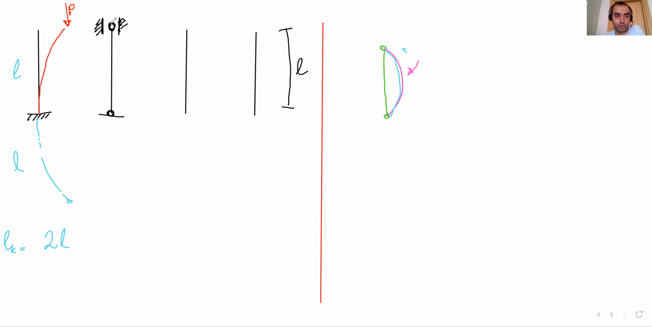Double hinged, this portion is roller, it goes down. So here we have a hinge at the bottom, here hinge. When we apply this load P, we will get this one. Total curve. So this is L.